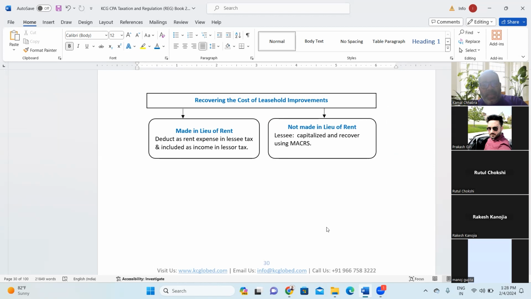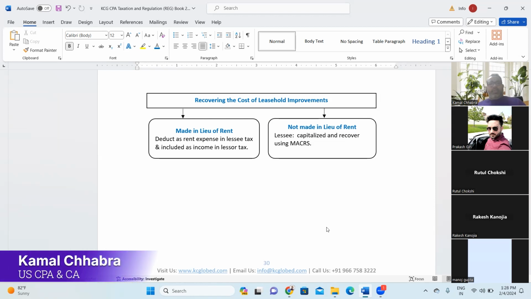Okay, recovering the cost of leasehold improvement. What is leasehold improvement? If we have taken a property on lease or rent, such as an apartment, and you are making changes for your business requirements, there are two types of leasehold improvement. One is you have taken a piece of property on lease, which is generally a long-term lease.